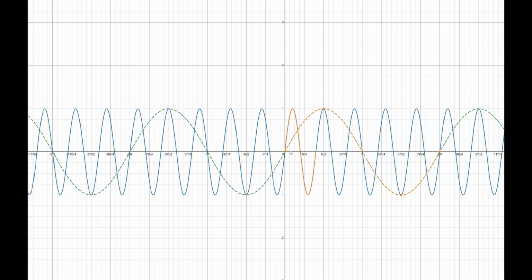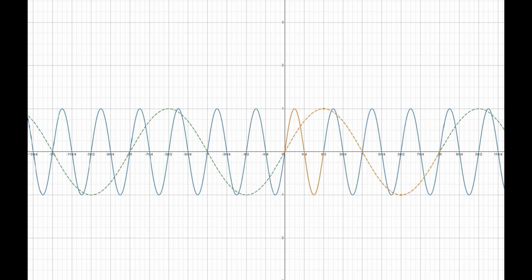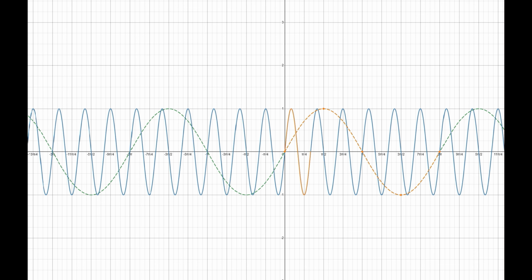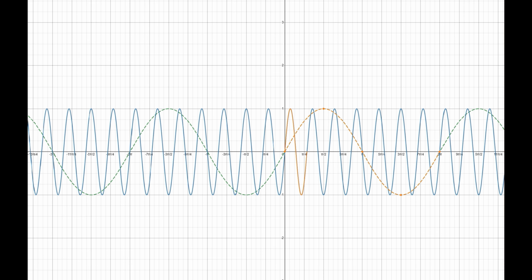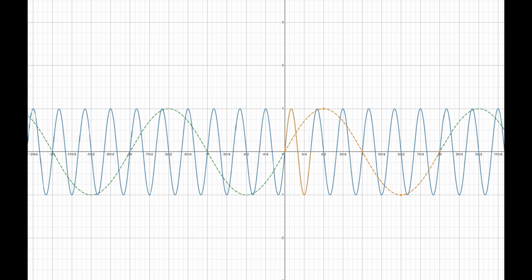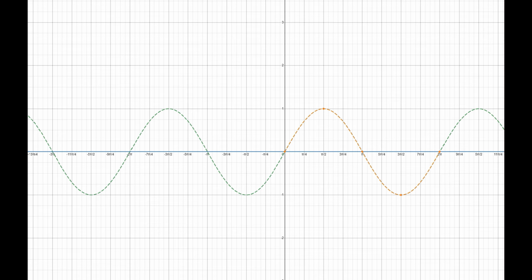So we can change the frequency in our sine wave series by changing the number of cycles that we go through every second, right? So I'll just put that back to its original setting.